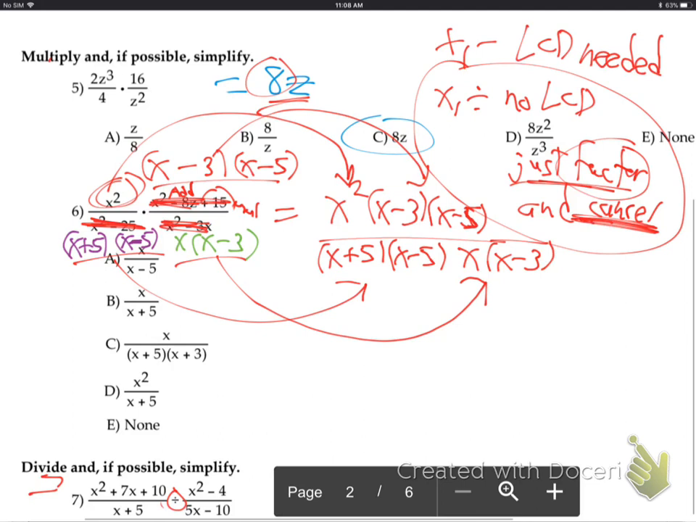So now we can just cancel anything that matches. X minus 5, x minus 5, x minus 3, x minus 3. Anything else we can cancel? Yeah, this x cancels, leaving a single x on the top. So we're left with a single x on the top and an x plus 5 on the bottom. Everybody good? Can I cancel these x's at the end? No, because the bottom's a package deal. You buy all of it or none of it, so we're done. So x over x plus 5, there it is.